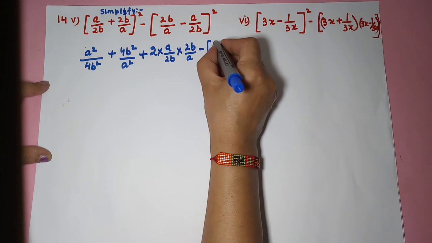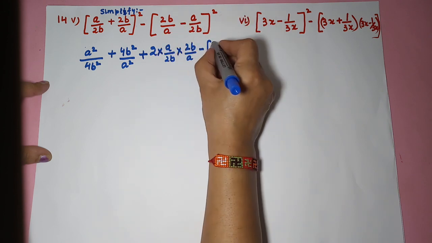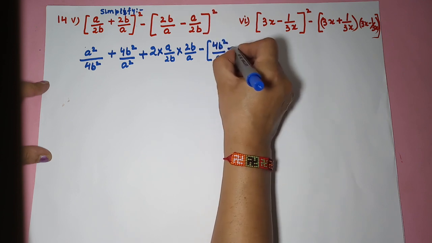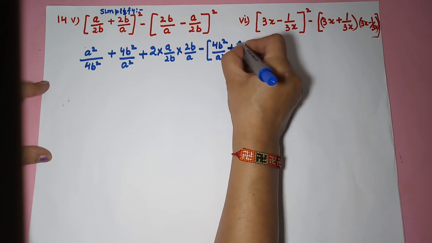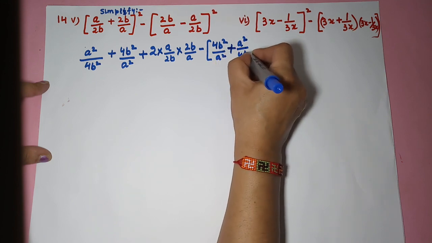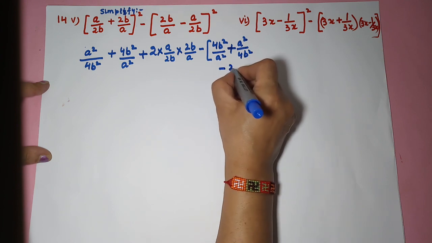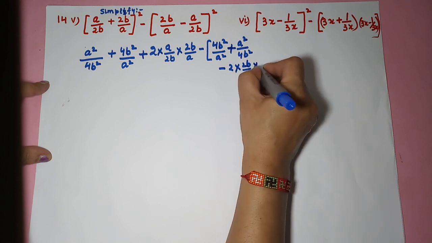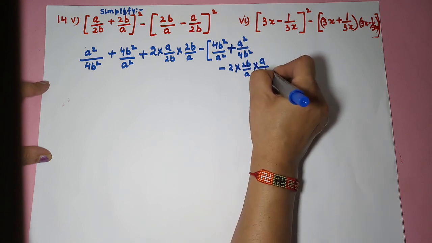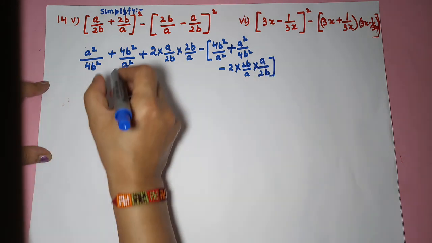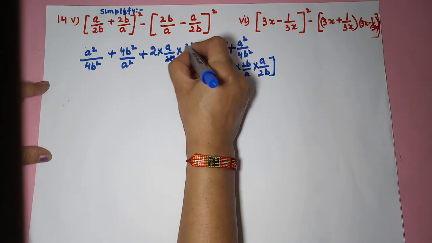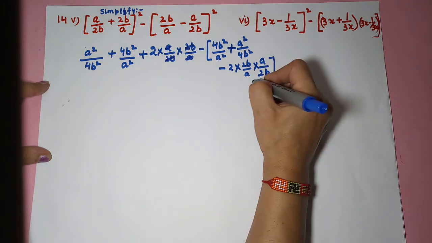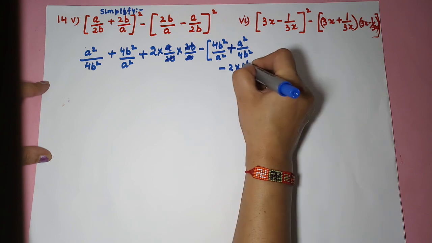Okay, let's open this. This will again become a minus b whole square, so that is 4b square upon a square, minus plus a square upon 4b square, and then minus 2 into a. In place of a we have 2b upon a, into b, which is a upon 2b, right? Now here 2b and 2b will go, here a and a will go, right? Then here a and a will go, 2b and 2b will go.